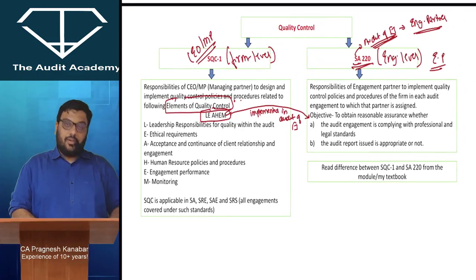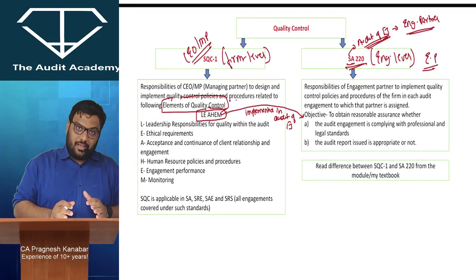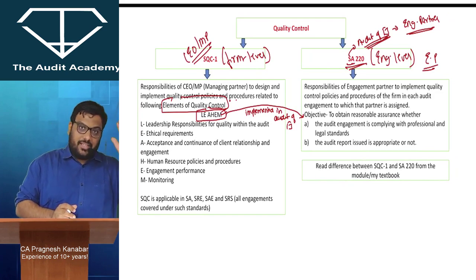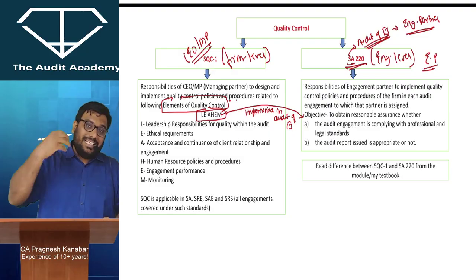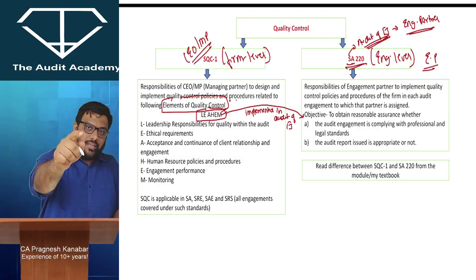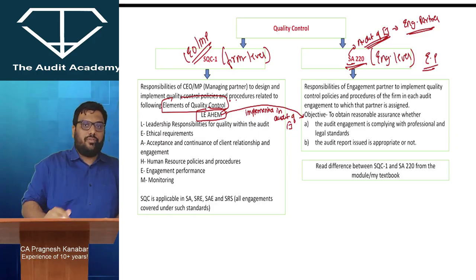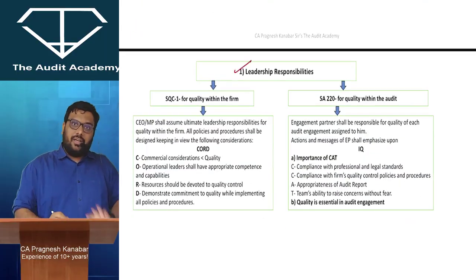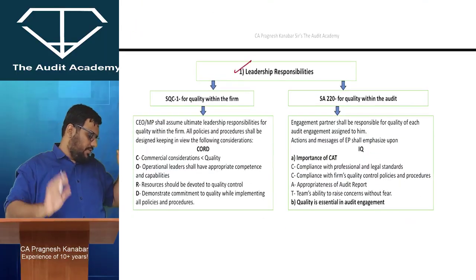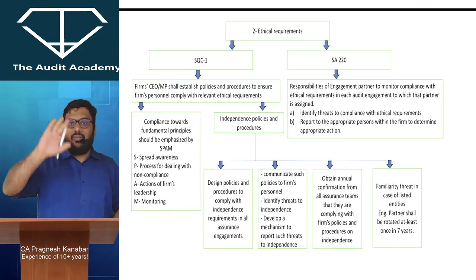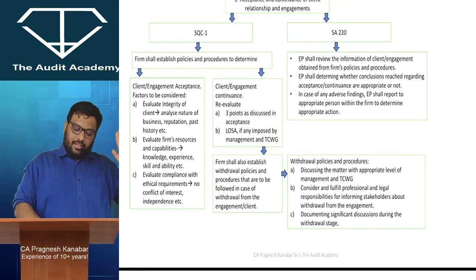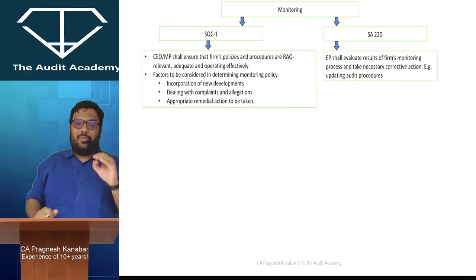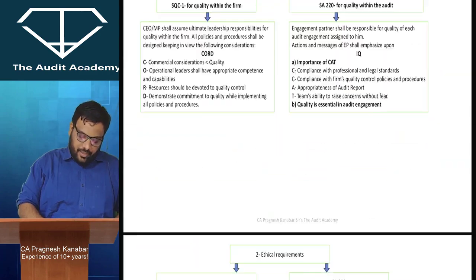All right. 6 elements in SQC1: policies and procedures to be designed and established by the CEO and the managing partner. 6 elements in SA 220: how the engagement partner is going to implement them in the audit of financial statements. So now look at my notes. First element: what is given in SQC1, what is given in SA 220. Second element: what is given in SQC1, what is given in SA 220. Third element, fourth element, fifth element, sixth element. Done! That is how smartly we cover this particular standard.